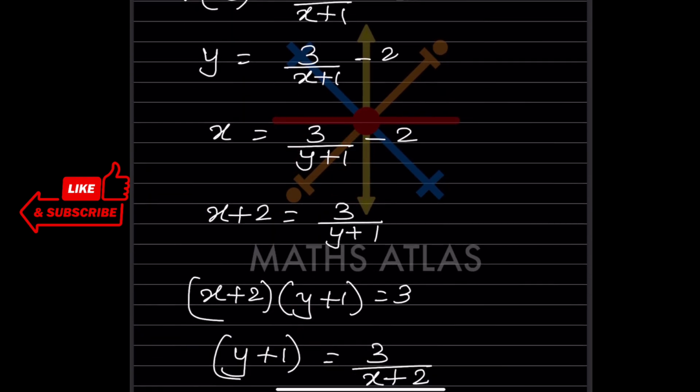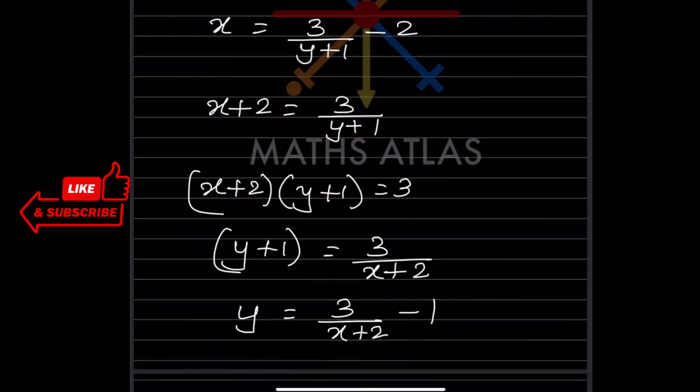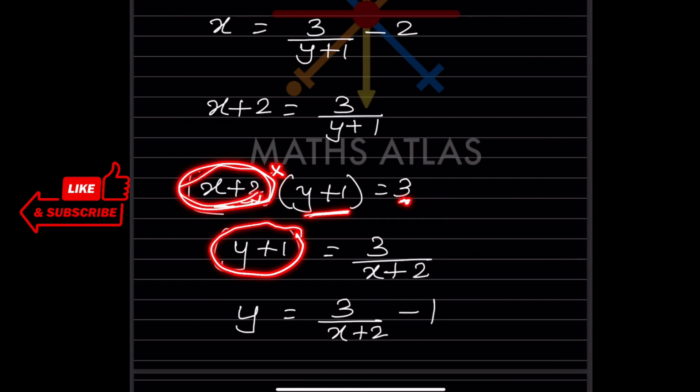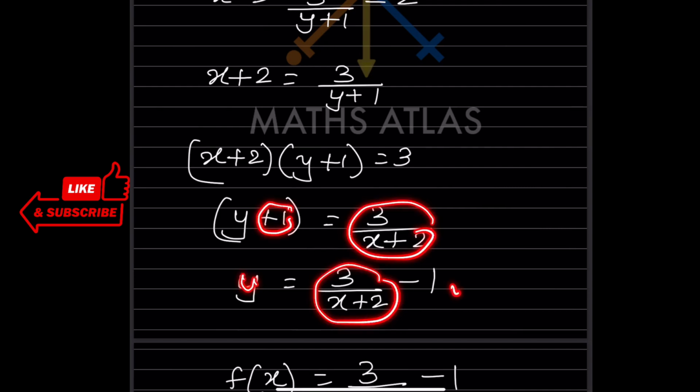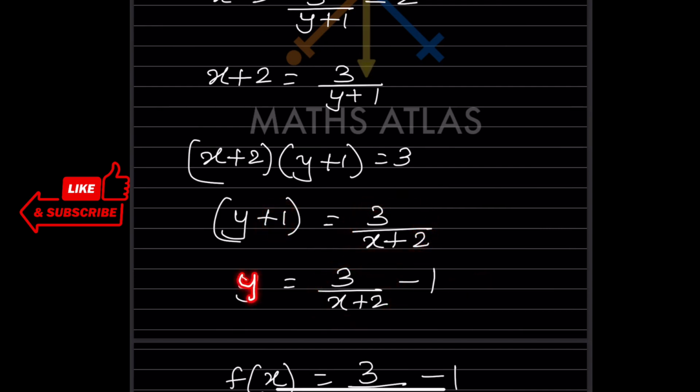Now we can cross multiply. So x plus 2 into y plus 1, that is 3. Now we want it in terms of y. This whole thing, not one term, there are two terms in it, is going to go in the denominator. So now we just want y. Y is 3 by x plus 2, and plus 1 if it goes to the other side is going to be minus 1.